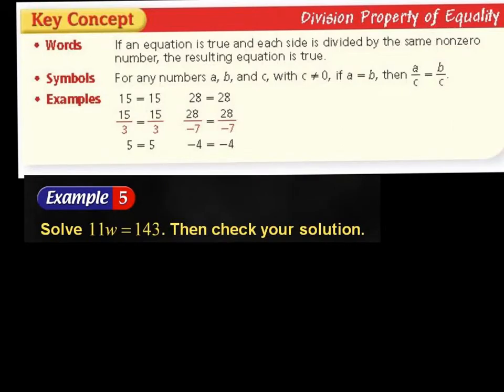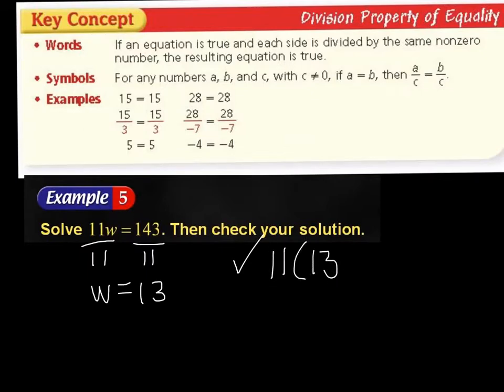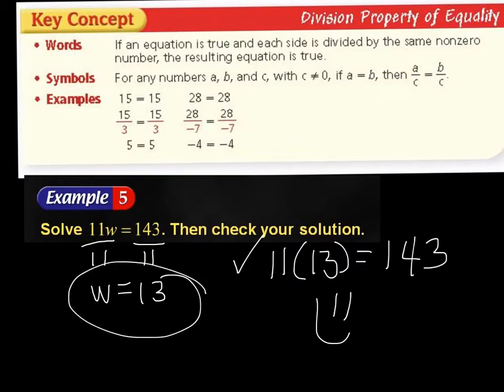Here we go, straight into the point. Solve 11W equals 143, then check your solution. So to undo times 11, which is what 11W means, I'm going to divide both sides of the equation by 11, and I get W equals 143 divided by 11 is 13, and that's a quick, easy check. All I have to do is take 11 times 13, and using a calculator or a little arithmetic, I get 143. My check step worked, so W is 13 is correct.